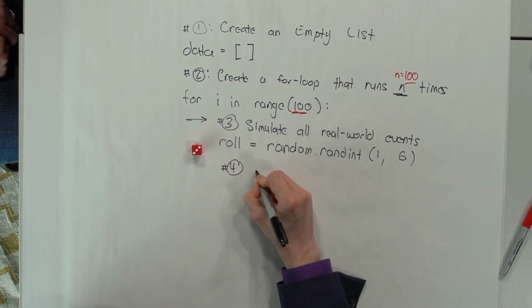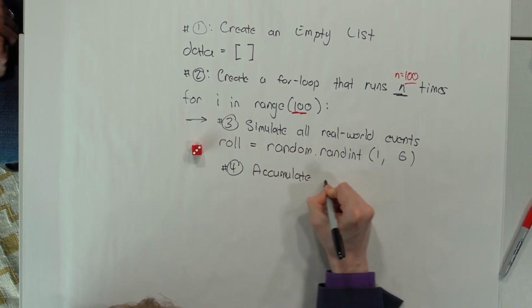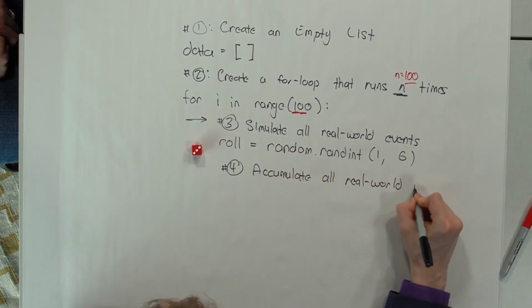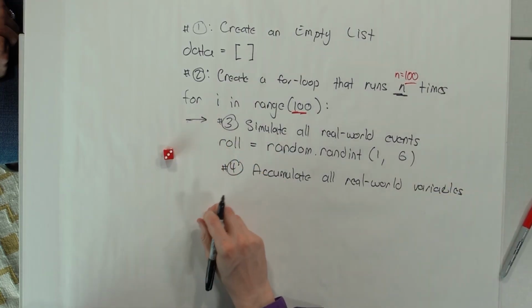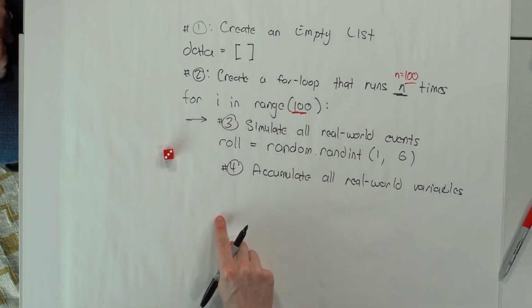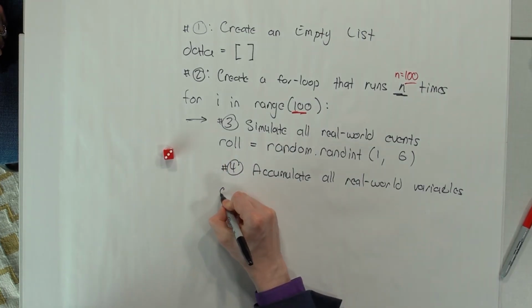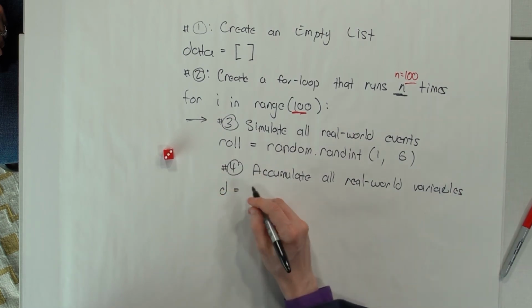So step 4 is going to be accumulate all real world variables. What this means is that I'm going to look back to step 3 and look at every single variable I've defined in step 3. And it looks like you only did one for this simple simulation. Yep. And since I only have the variable roll, I only need to accumulate a single variable. So I'm going to say d is going to be my accumulation of all the variables, and I'm going to use it in a dictionary.